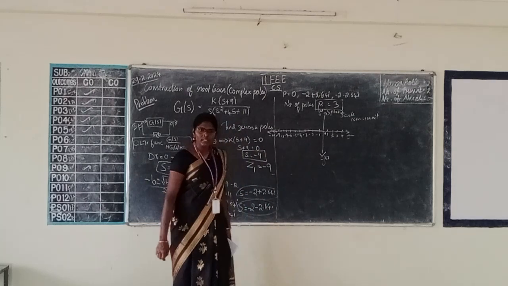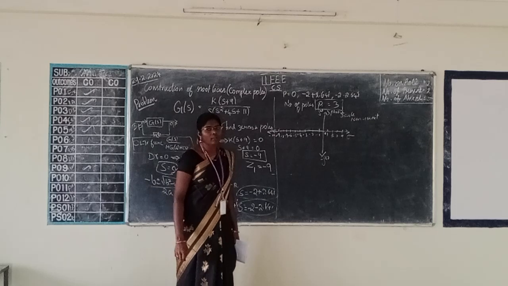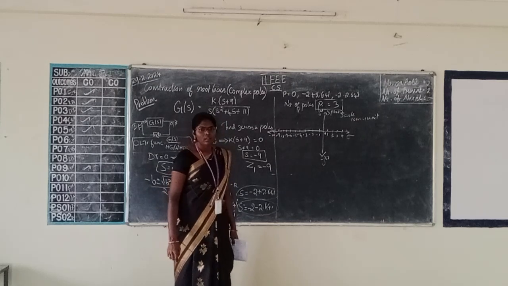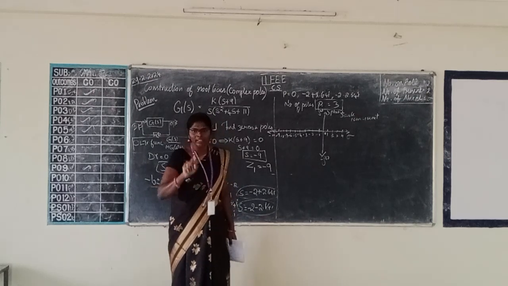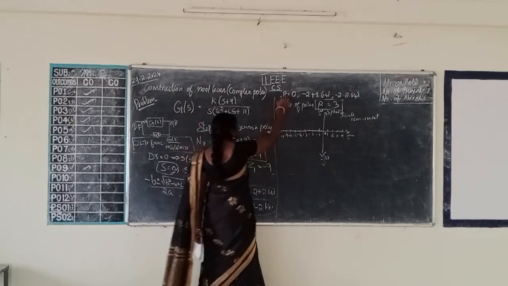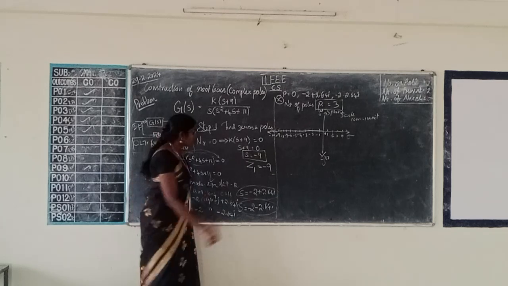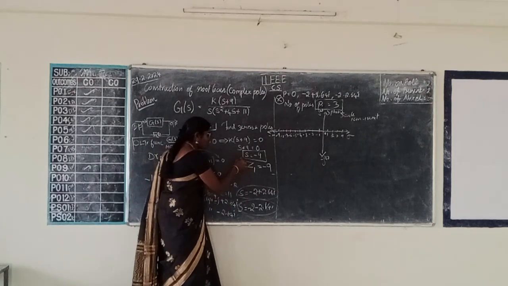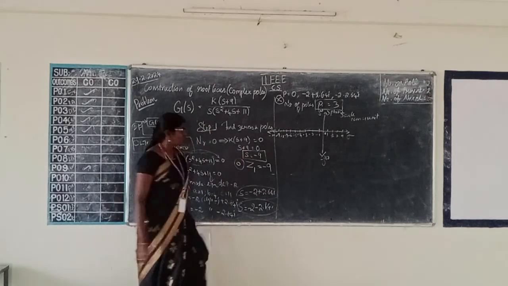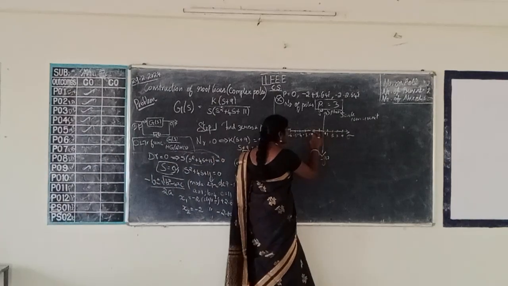So now, can we mark the poles here? How should we mark the poles? The pole should be marked with a cross mark. Okay, so the pole should be marked with a cross mark. How to mark the zeros? The zero should be marked with just a small circle. Okay, so what are the poles here?